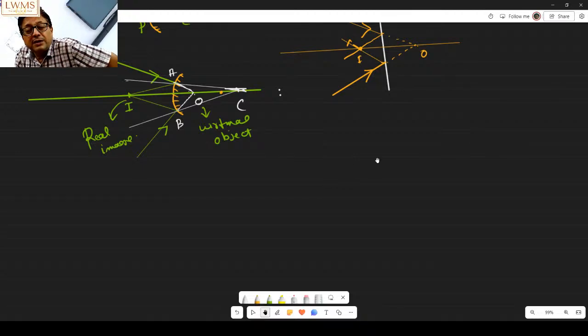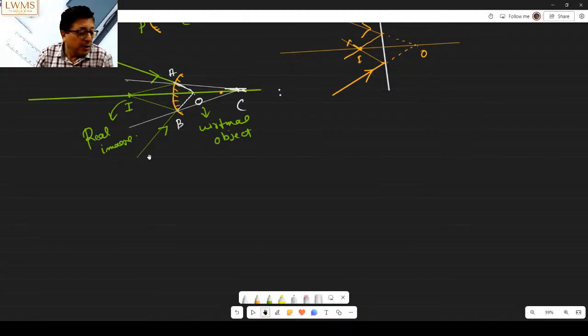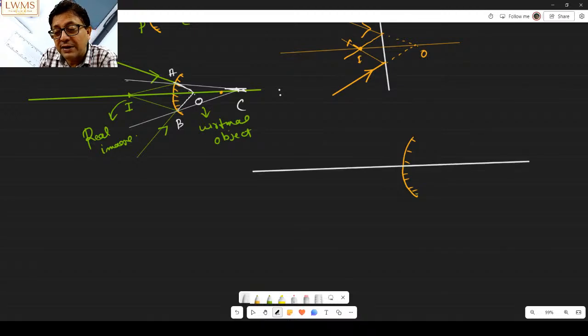Now an object lying on the principal axis, this is for a convex mirror. Okay, for convex mirror we have done this. Let us take the object on the principal axis, then see how the image will be formed for a convex mirror. I'm taking a bigger diagram, but never take a very big diagram here. I'm just taking it for explanation purposes.